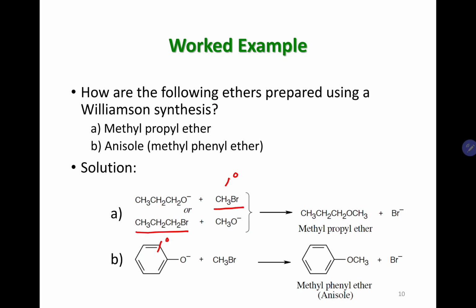Okay, and the problem with anisole is that the phenyl group will not be generated from a primary alkyl halide. So therefore the only alkyl halide that you could use is methyl bromide or methyl chloride. Okay, which is a primary alkyl halide.